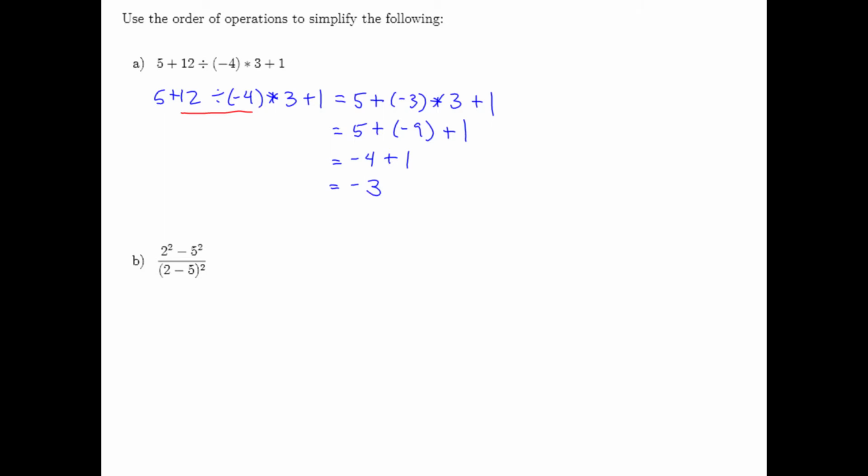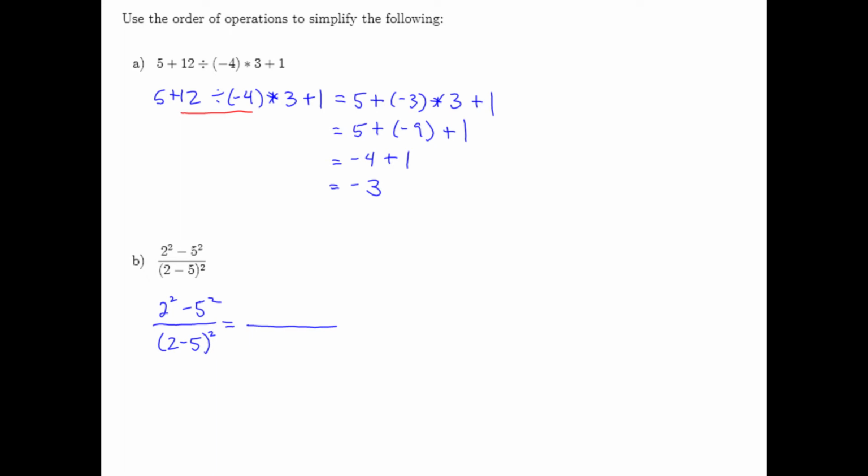In the second example, we have a horizontal fraction. And in the numerator, we have 2 squared minus 5 squared. And in the denominator, we have the quantity 2 minus 5, which has then been squared. So again, this horizontal fraction bar works on the same level as parentheses do. So taking that, 2 squared minus 5 squared is in our numerator, and the quantity 2 minus 5 squared is in our denominator. So we'll work with that numerator and denominator independently.